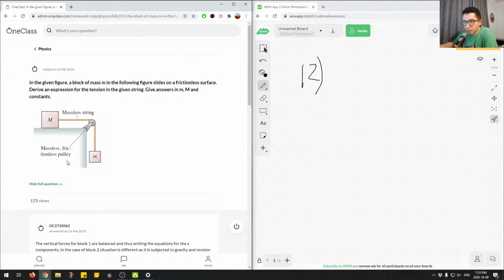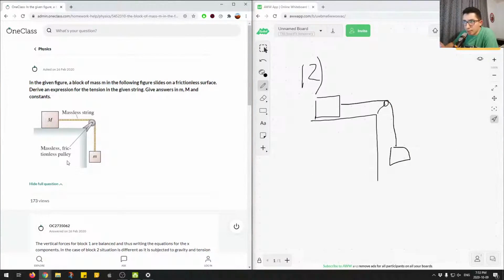And the question is asking, in the given figure, a block of mass M in the following figure slides on a frictionless surface. So here there's no force of friction. It's a frictionless surface. So let's just draw a quick diagram, and then we'll continue the question. So we have some frictionless surface, and it's kind of something like this. And then derive an expression for the tension in the given string.